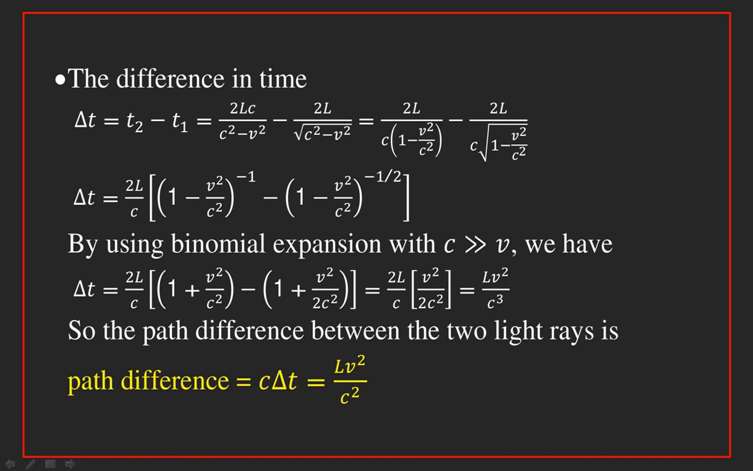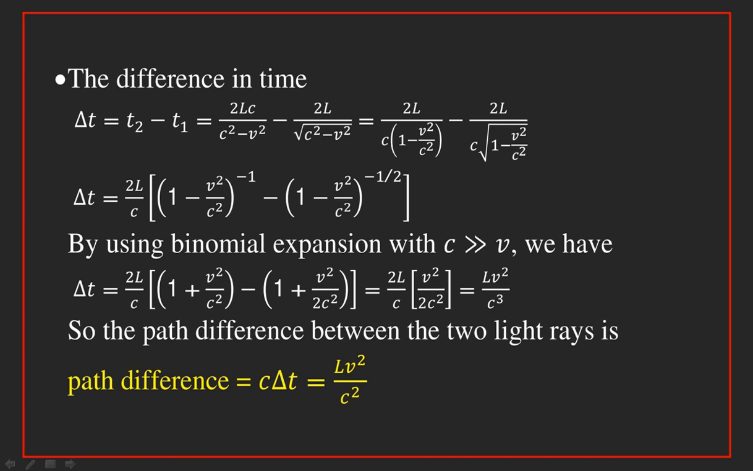For the other expansion, 1 + nx becomes minus 1 into minus 1 by 2, so it becomes 1 by 2 into v square by c square. So expanding, we get 2l by c into v square by 2c square, that is equal to lv square by c cube. So this is the time difference between the two rays.